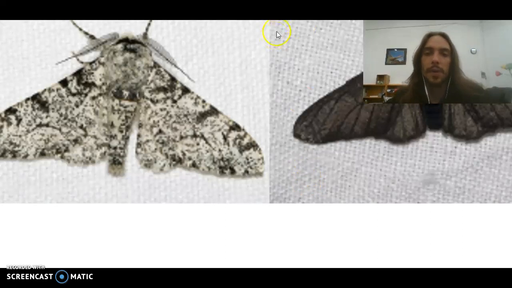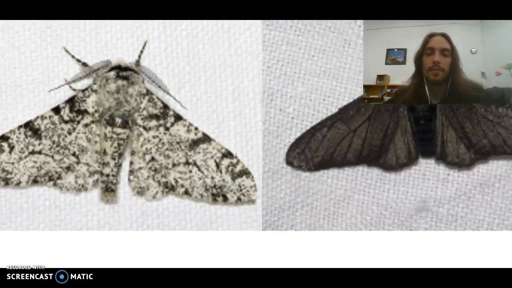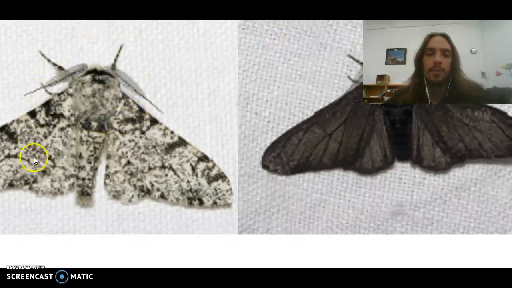Okay, so back to the peppered moths. We talked about it. So this is the original peppered moth, and they quickly died out after the Industrial Revolution, and these black moths started coming into play, and that's directional selection.